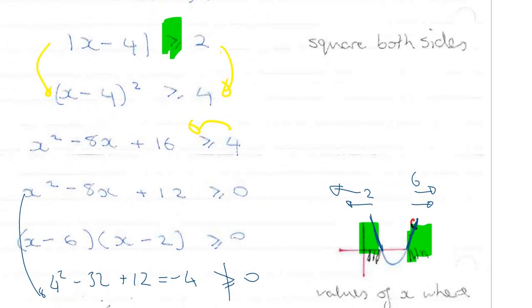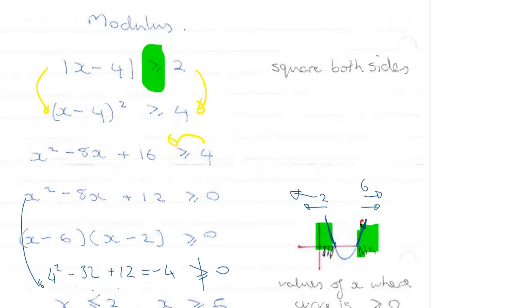inequality here. Okay, so just to recap, the most important thing when you're dealing with a modulus is to square both sides. If you've got a modulus on either side, that's fine. Just make sure that you've got one modulus on either side of the equation, or else it becomes very messy.